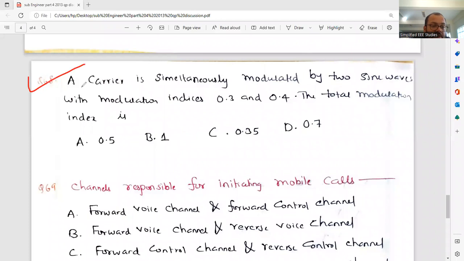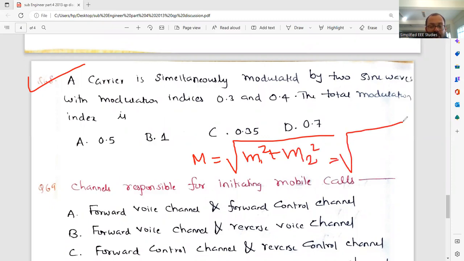Question number 68. A carrier is simultaneously modulated by 2 sine waves with modulation indices of 0.3 and 0.4 respectively. The total modulation index you can calculate by using the formula: m equals square root of m1 square plus m2 square. Okay. Now you please calculate what is the final answer.